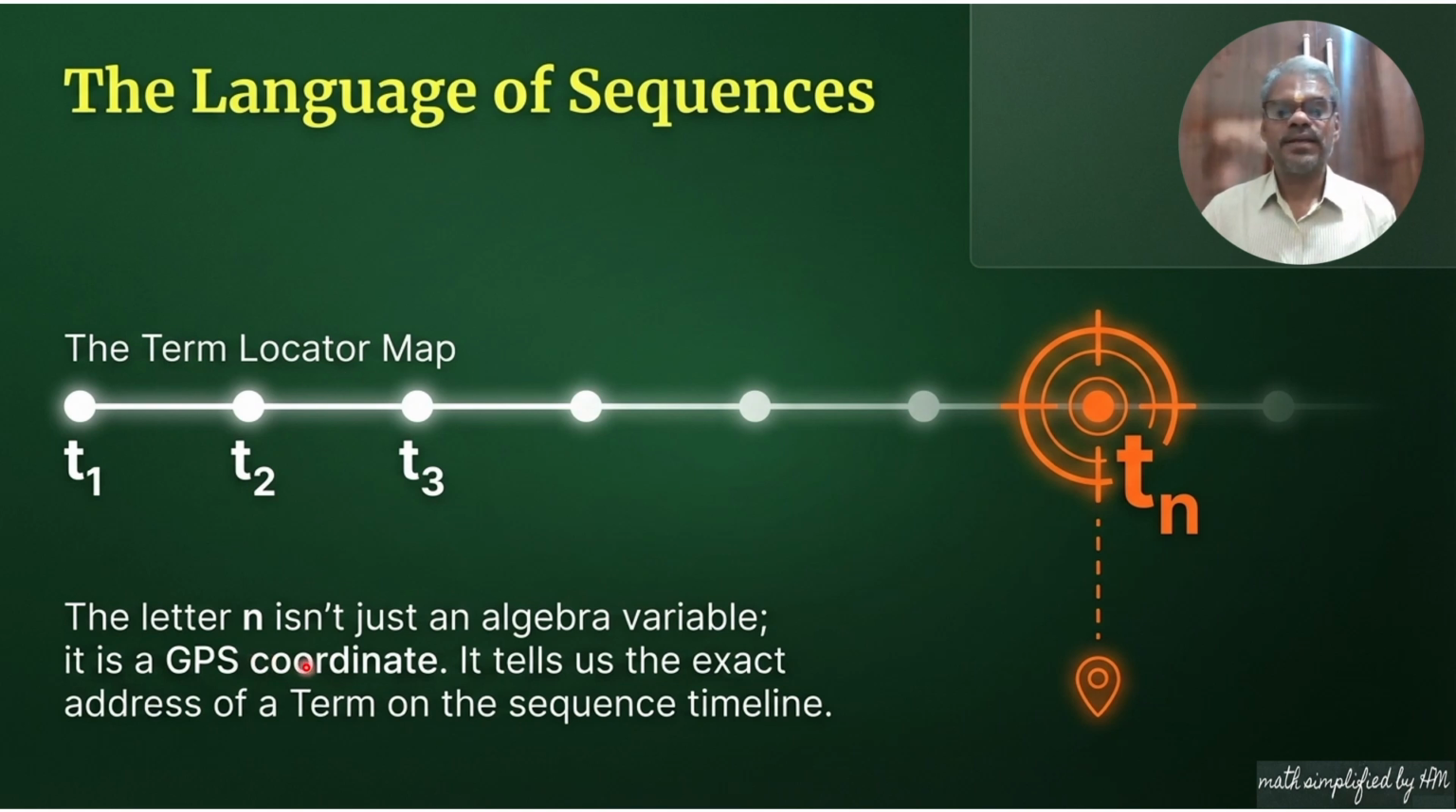The letter n is not just an algebra variable. It is a GPS coordinate. It tells us the exact address of a term on the sequence timeline.